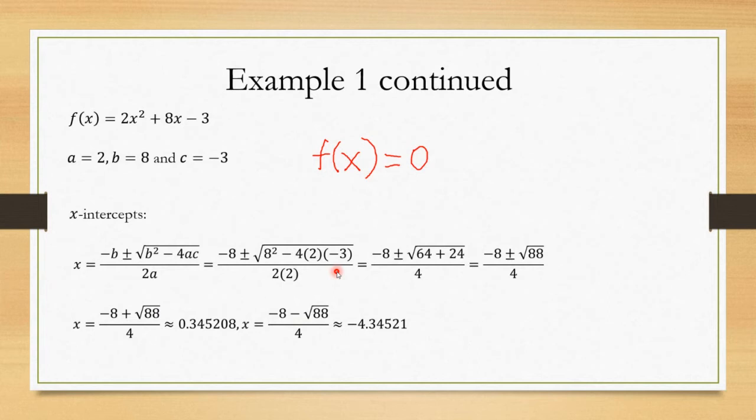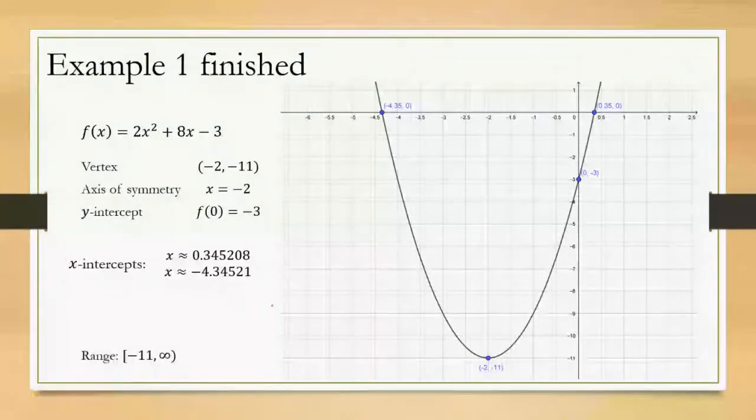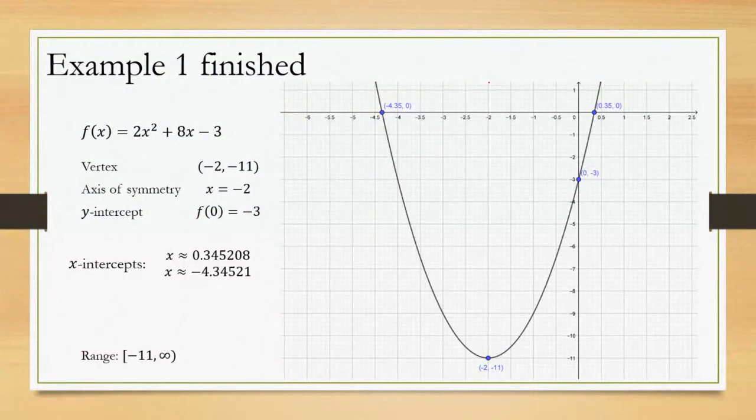But now we have enough to make a graph, although I drew it in GeoGebra, but you could graph it by hand. Again, we know the vertex is this point, negative 2, negative 11. We know the axis of symmetry. I didn't draw that. Let me draw that. I'm going to draw it as a dashed line. Like so.